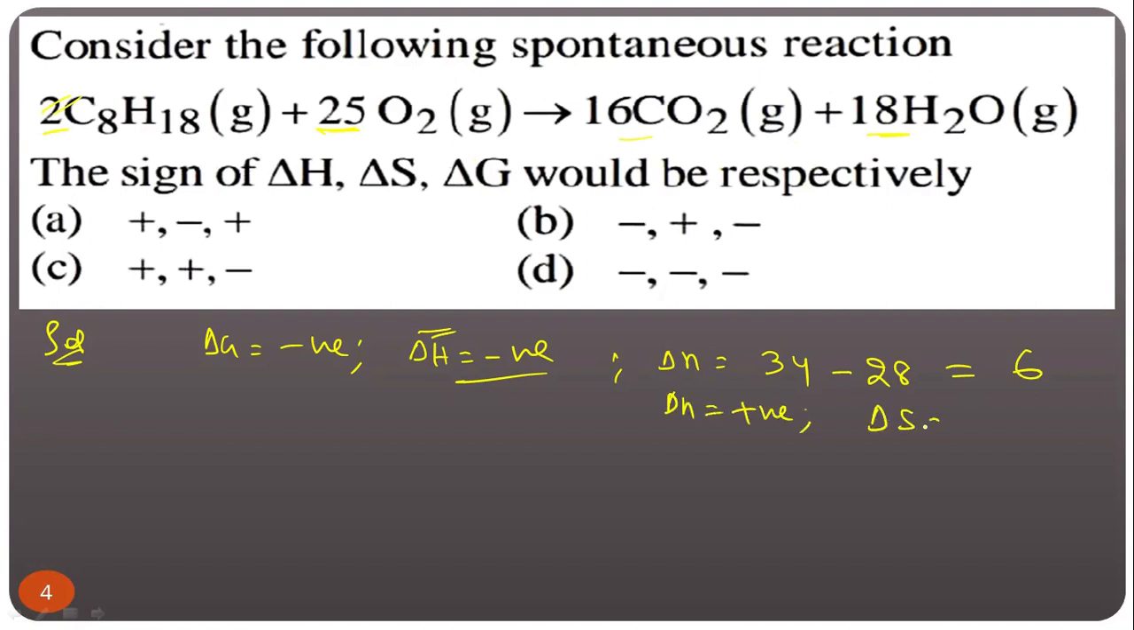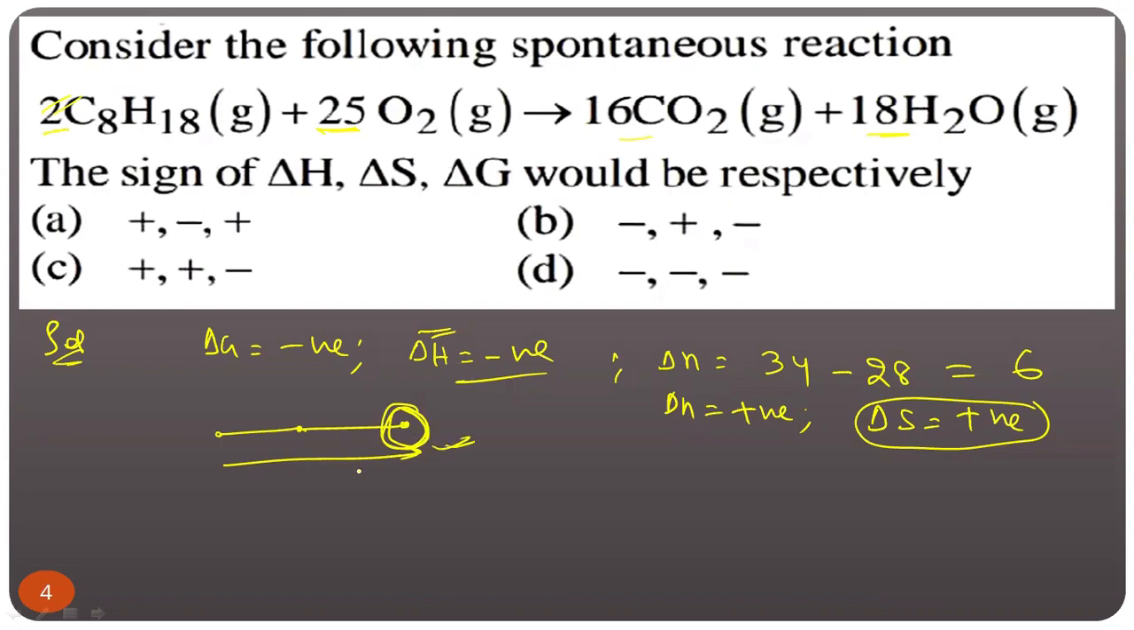Definitely, if delta n is positive, entropy is increasing, because with more number of gases, we know solid has less entropy, then liquid has more entropy, then gas has more and more entropy, because in gaseous particles there is more randomness. If there is more randomness, more is the entropy. So here the number of gaseous particles increases, means randomness increases. If randomness increases, entropy increases, so delta S is positive.